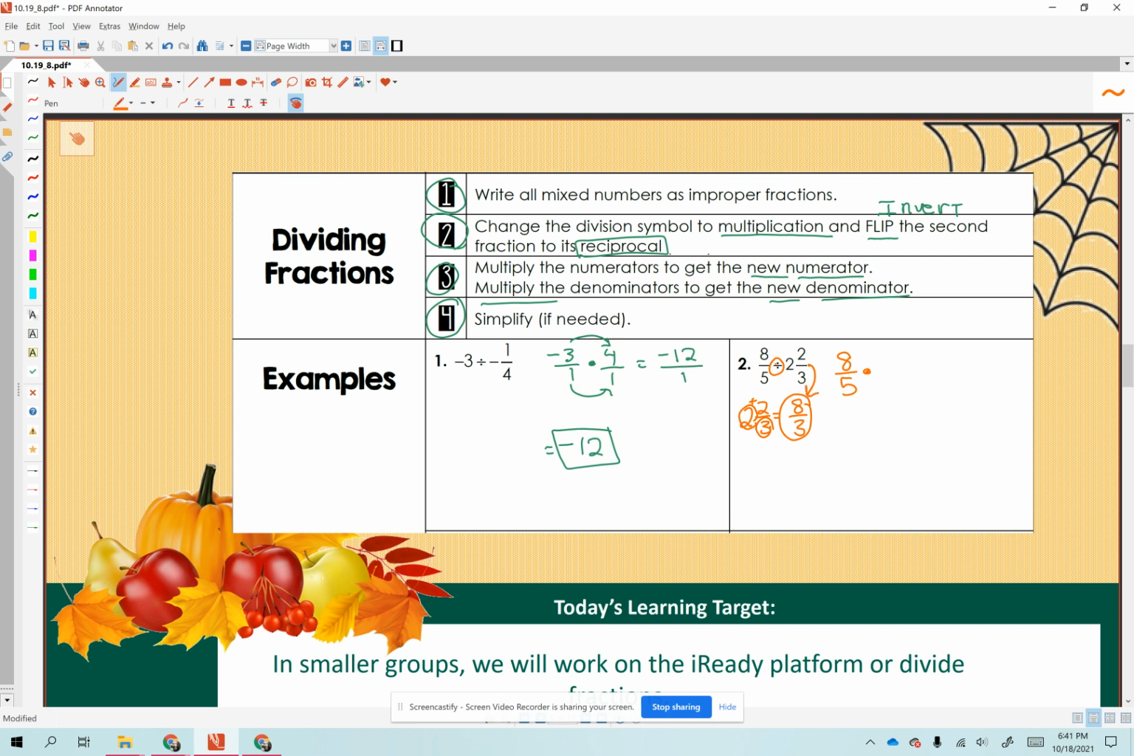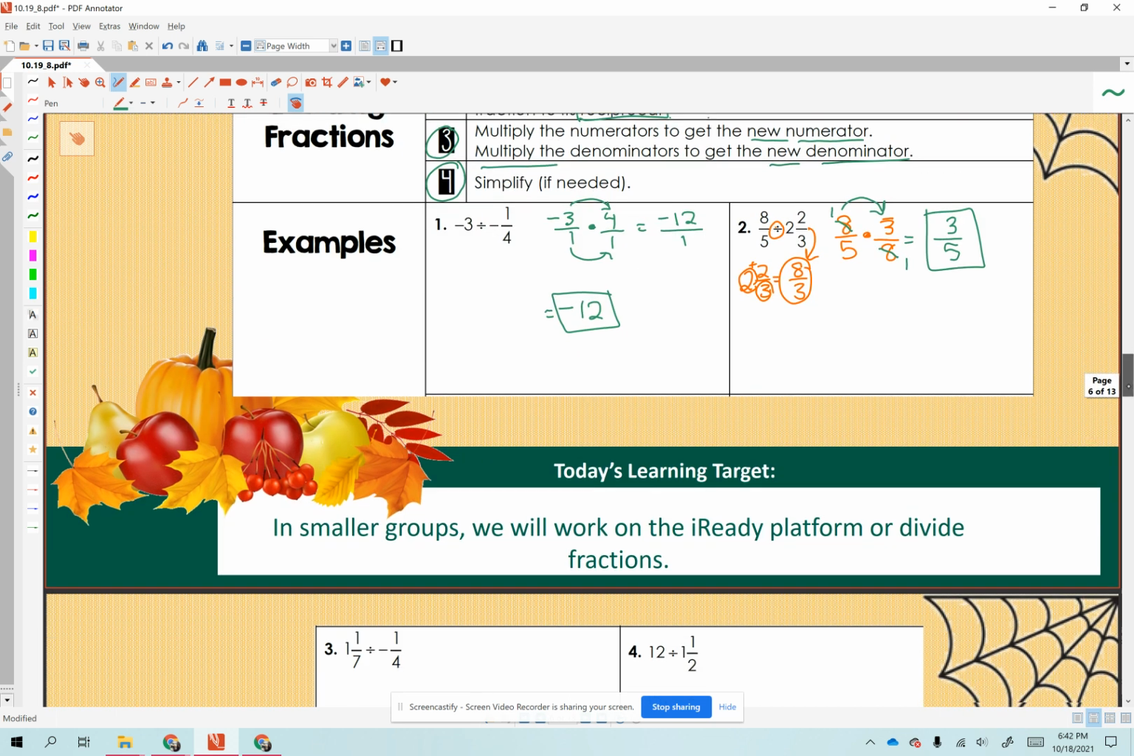And then that second fraction, 8/3, we have to invert that to 3/8. And now we can use cross canceling. 8 divided by 8 is 1. 8 divided by 8 is 1. And then we multiply across. 1 times 3 is 3. And 5 times 1 is 5. And that is our final answer. So that's how we do it.